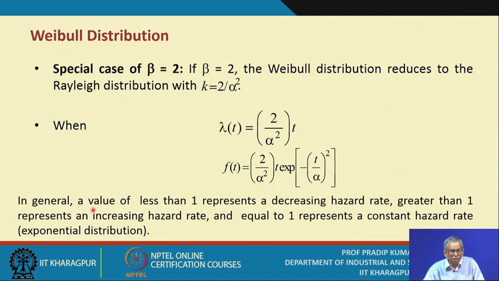In general, a beta value of less than 1 represents a decreasing hazard rate, greater than 1 represents an increasing hazard rate, and equal to 1 represents a constant hazard rate, the exponential distribution. That means beta is very, very important. If beta is equal to say 0.5, you can model the decreasing hazard rate. That means the burn-in phase you can model. If beta is greater than 1, obviously you can model the wear out phase.